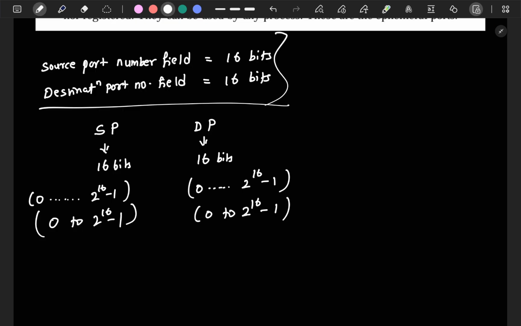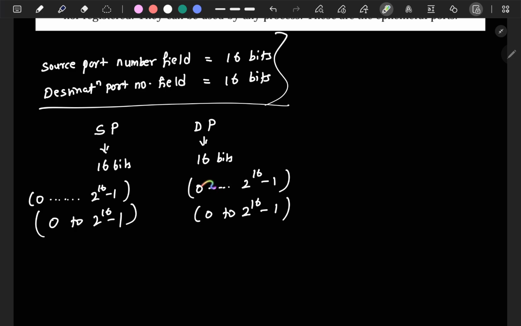So we understood that the source port number field contains 16 bits, right? And the destination port number also contains 16 bits. So if the source port number contains 16 bits, then with 16 bits how many port numbers are possible? If the port number starts from 0, how many port numbers are possible with the help of 16 bits? 2 raised to power 16 minus 1, right?